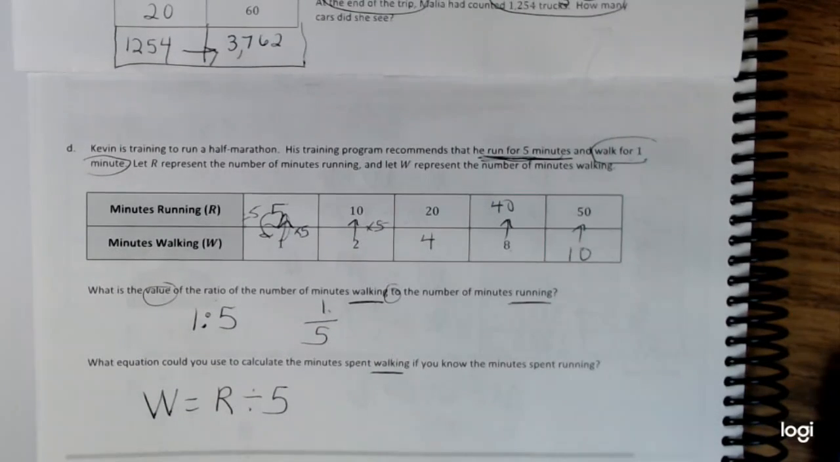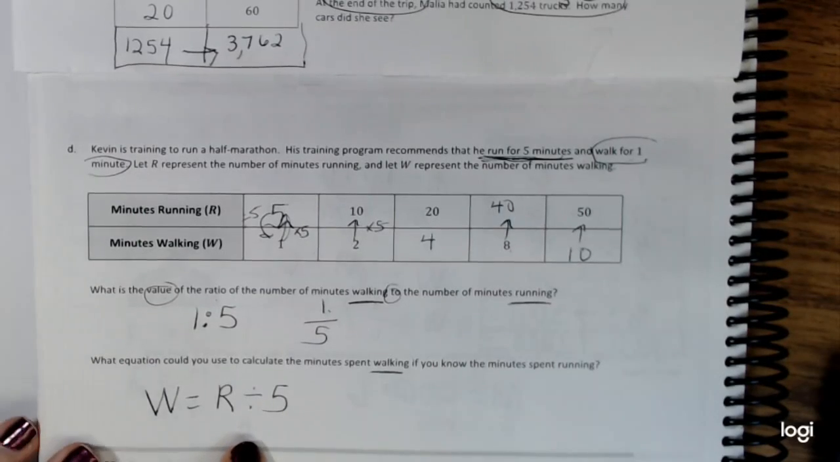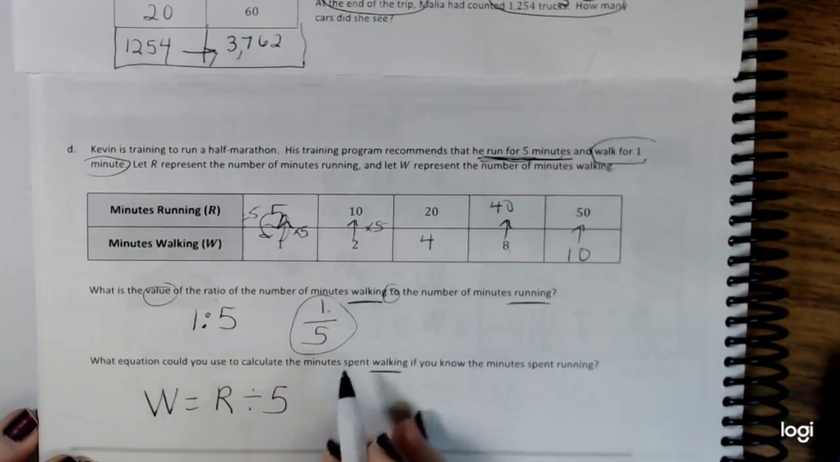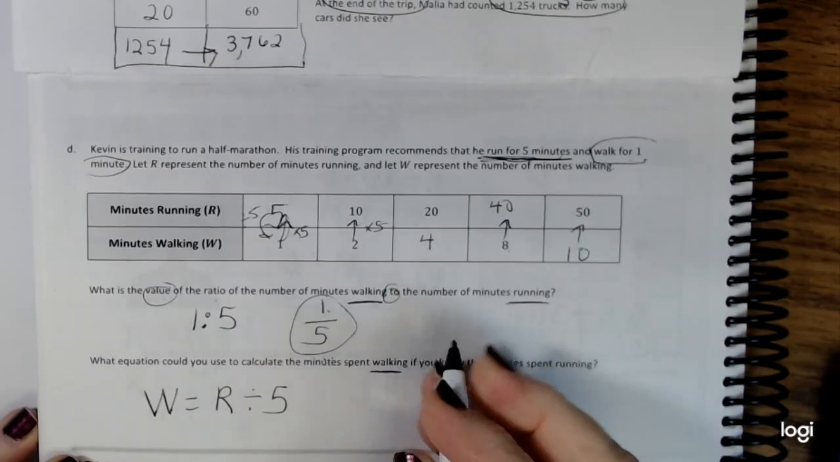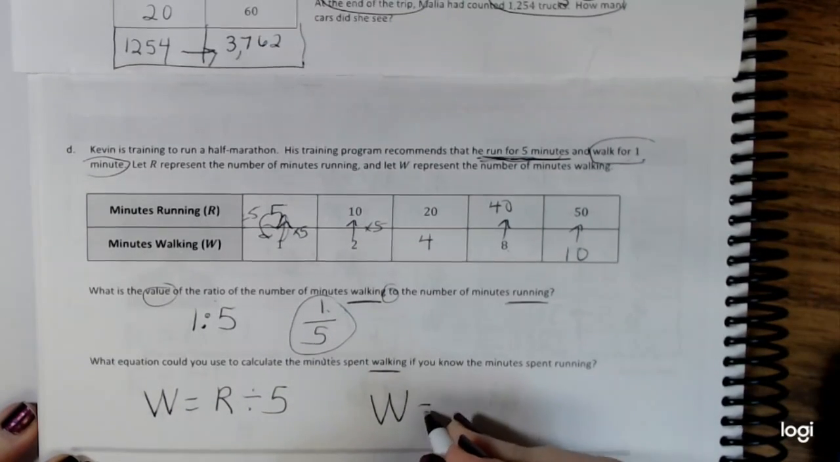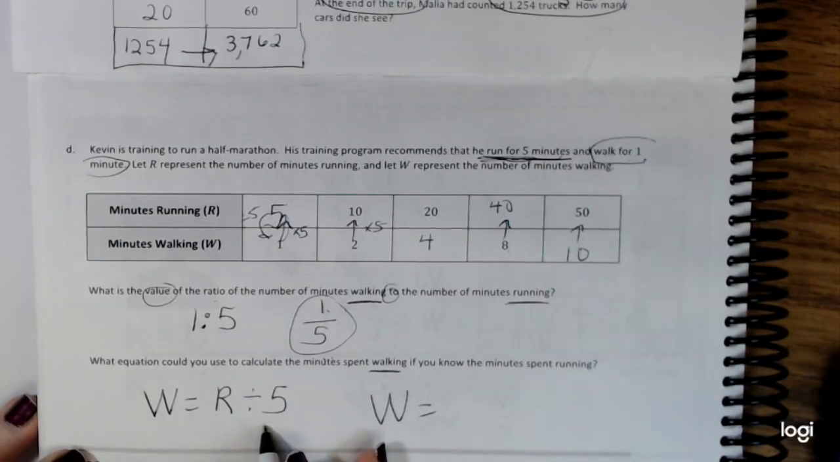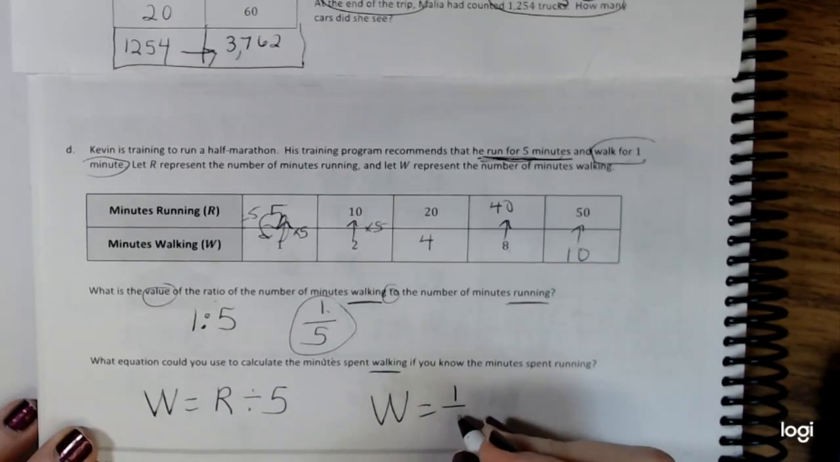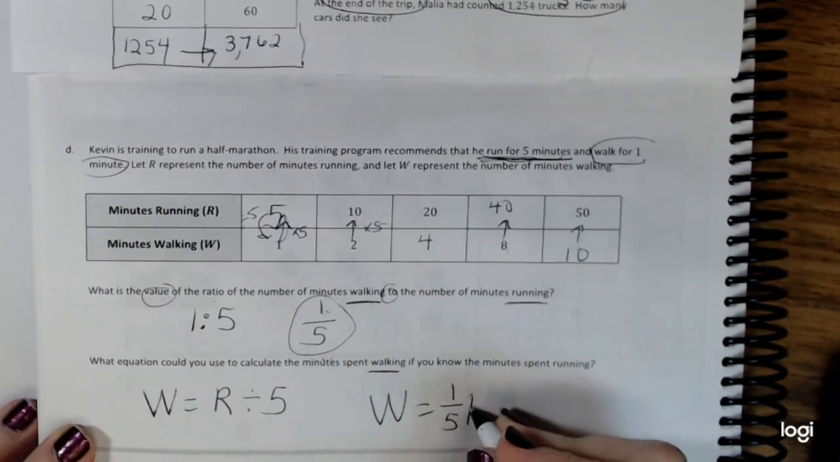Okay, that's a great answer, but what did we do earlier in order to make this a fraction? Well, if you notice, here's our fraction right here. We found the value. And so we're going to change this to W equals, and instead of dividing by 5, that means we're cutting into fifths. So we're going to say W equals 1/5 R.